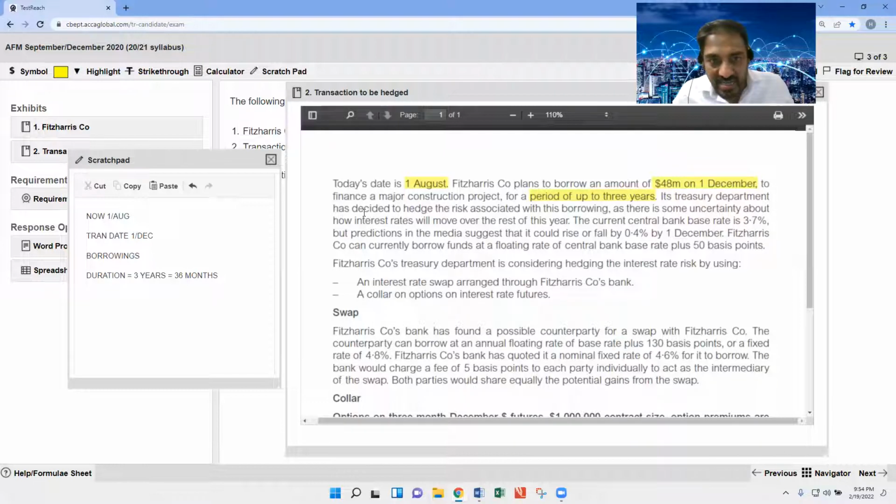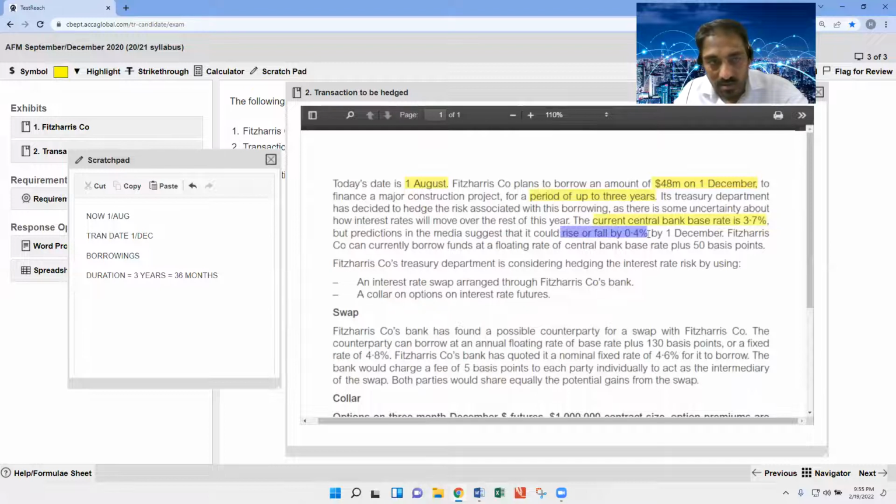Its Treasury Department has decided to hedge risk associated with this borrowing. There is some uncertainty about how interest rates will move over the rest of this year. The current central bank base rate is 3.7%, but there is a prediction in the media that it could rise or fall by 0.4%.